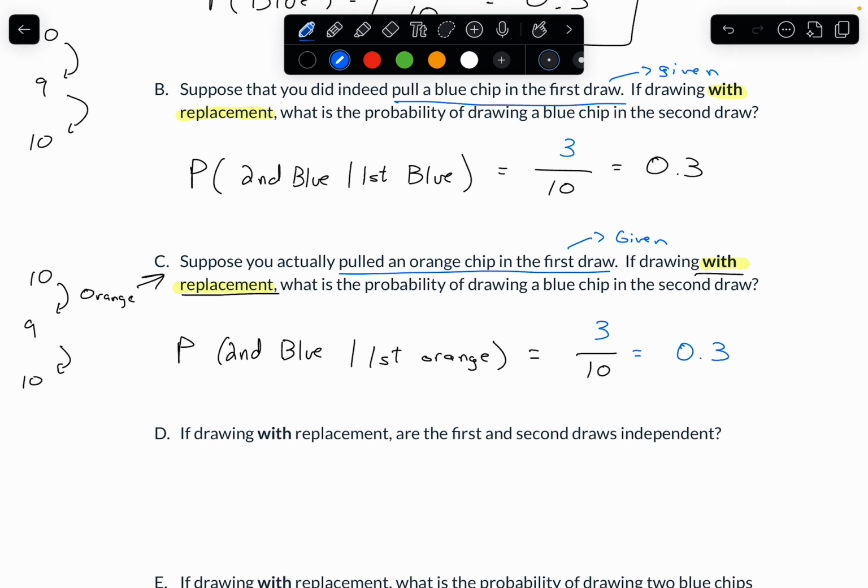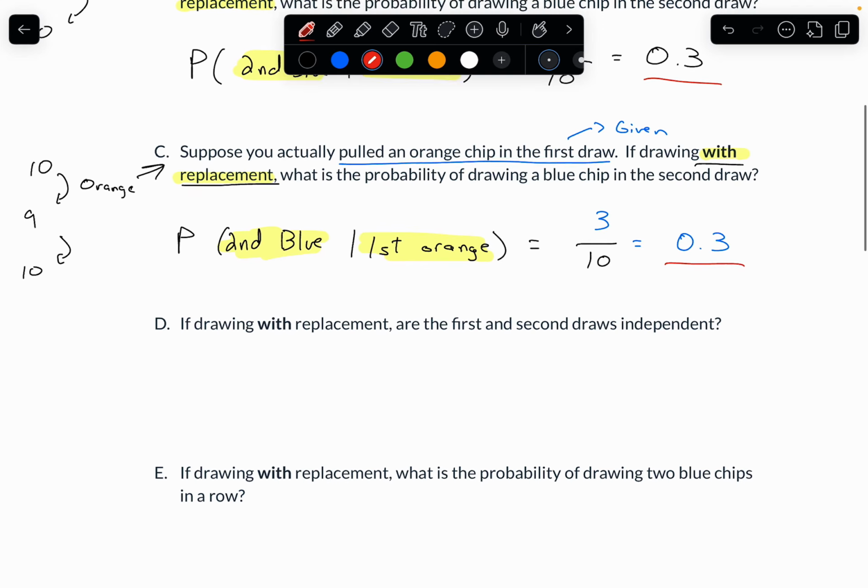So what it appears to be, and this is going to help me answer my question in the next part, is if I look at the first draw right here, the first being blue, and here in part C we answered the first being orange, did that change the probability that the second chip was blue? Well, in this case, both of them were still just 0.3. We had 0.3 right here, and 0.3 right here.